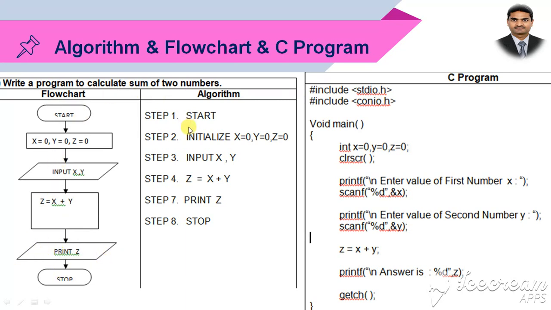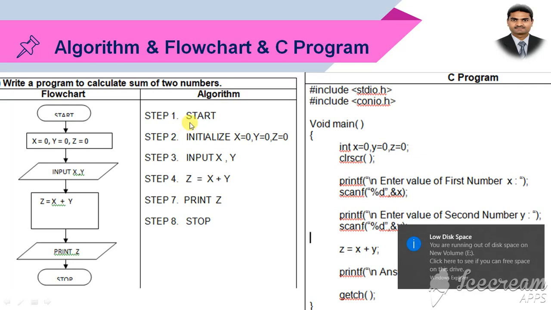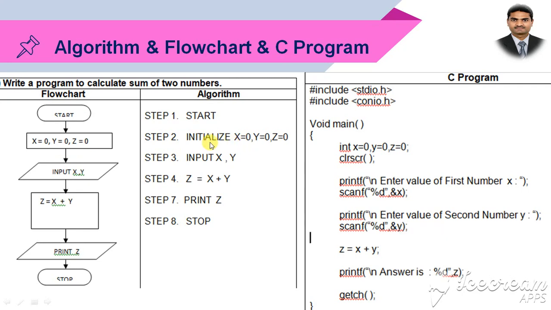The same we can write in an algorithm. Step number 1, start. Then we declare and initialize the three variables: x is equal to 0, y is equal to 0, z is equal to 0. Then in step 3 we input two numbers x comma y. Then step 4, z is equal to x plus y, and print z, and stop. This is the algorithm. And the same thing we can convert into C language.